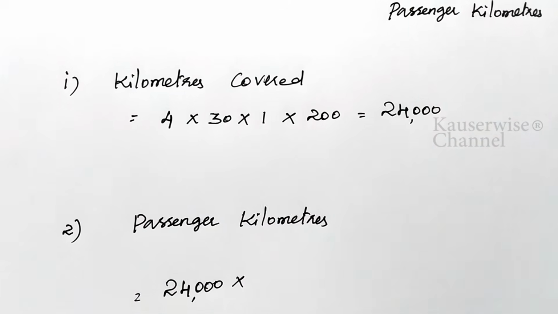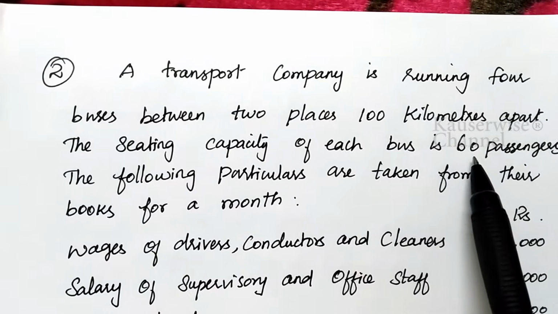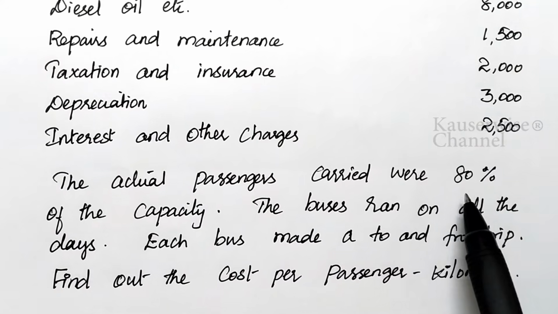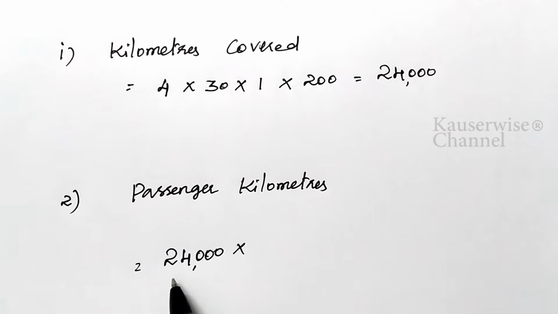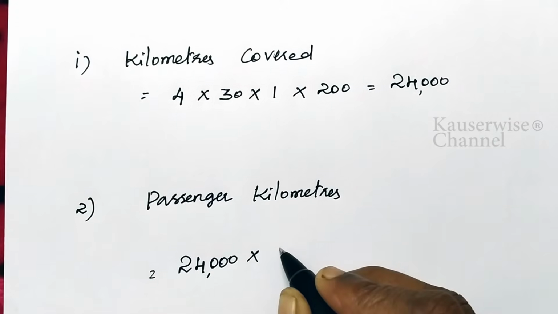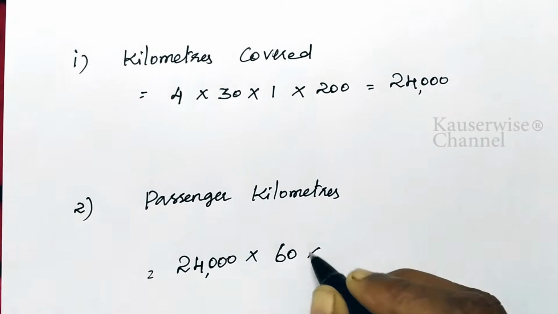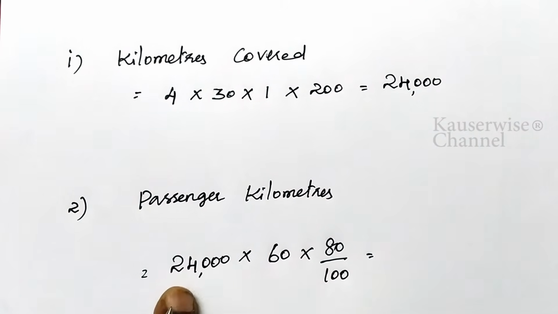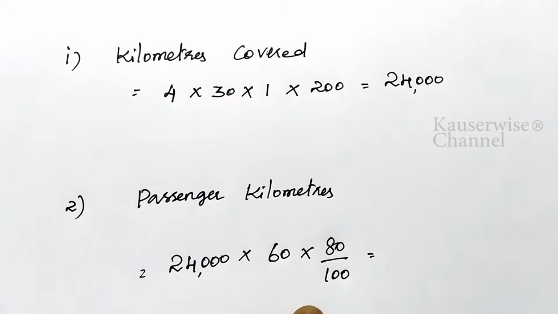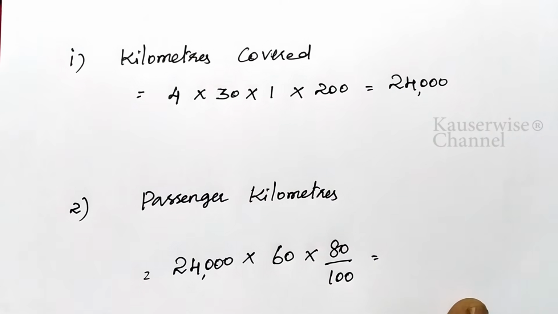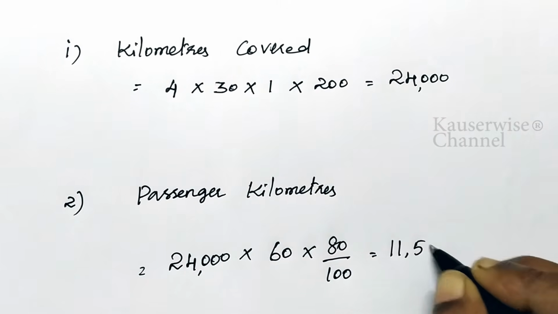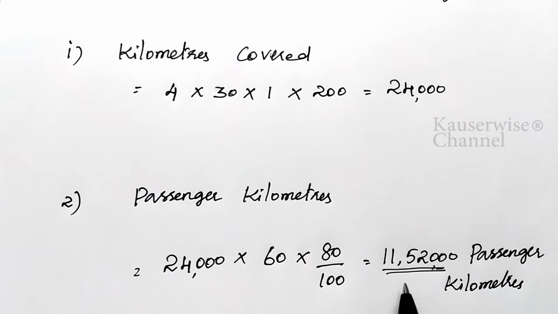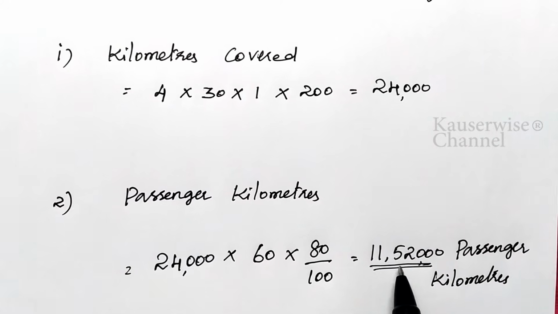For that, see the problem. The seating capacity is 60 passengers and the actual passengers carried were 80% of the capacity. Now see the calculation. We have taken the total kilometers covered into seating capacity of the bus, which is 60. In that, only 80% of the people are traveling every day. So now 24,000 into 60 into 80%. You will be getting the passenger kilometers. The answer is 11,52,000 passenger kilometers. That is the total passenger kilometers.